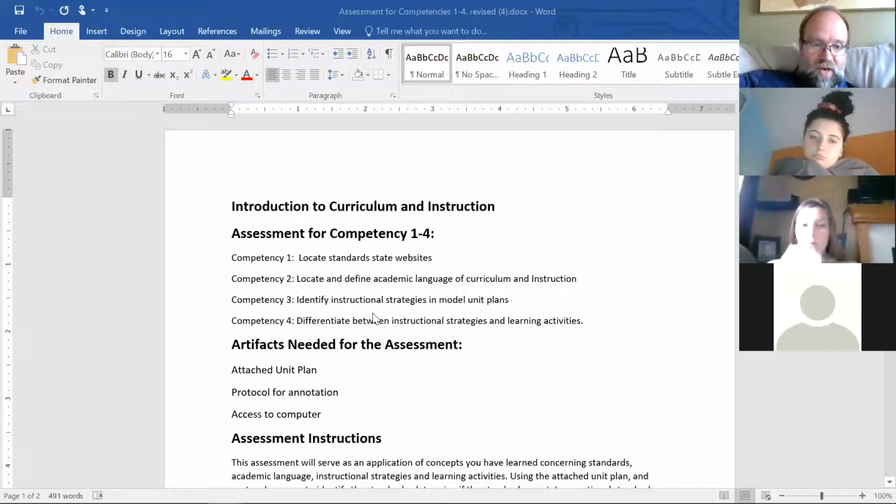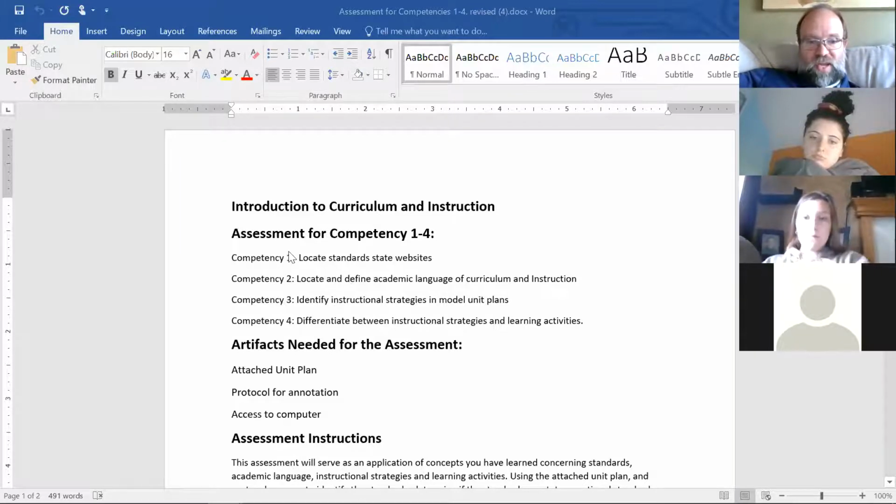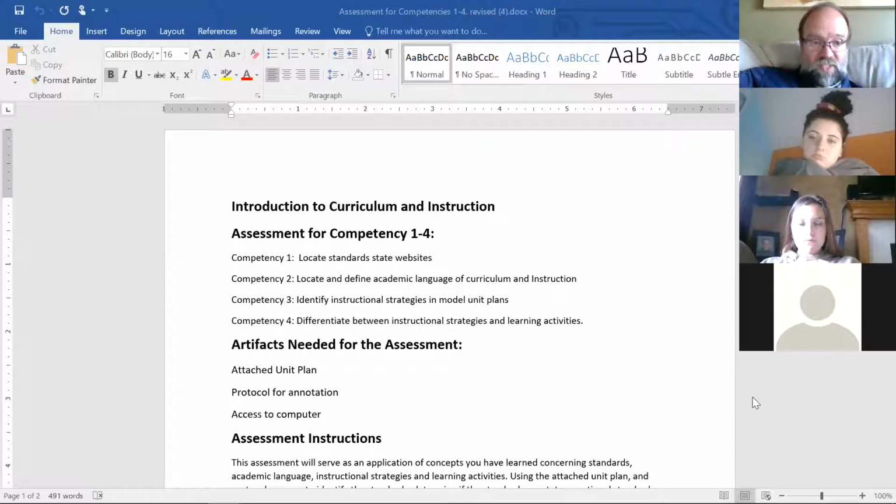Okay. Identifying instructional strategies that you find in the model unit plan. So remember Marzano and Hattie. And then the other thing we want you to do is differentiate between instructional strategies and learning activities. Remember, there's a difference between activities and strategies. We'll want you to speak to those differences, identify the strategy and the activities connected to it. So what you'll actually see in the document are the activities, and you'll have to identify the activities and then figure out what strategy matches the activity. Does that make sense? Okay.